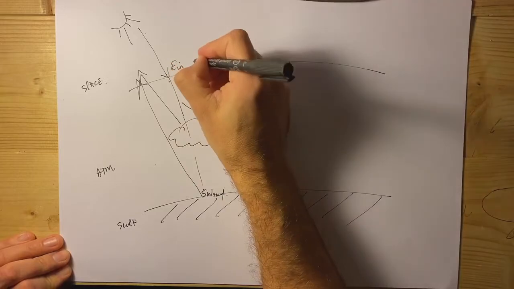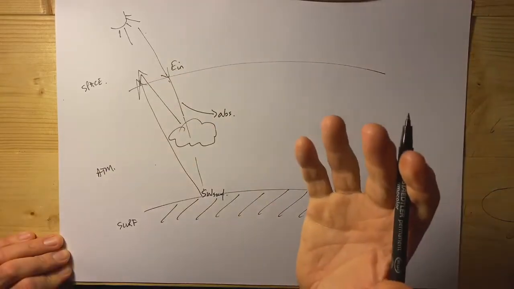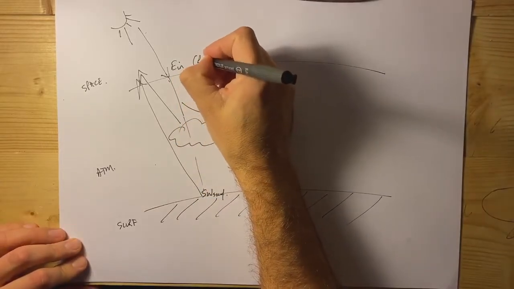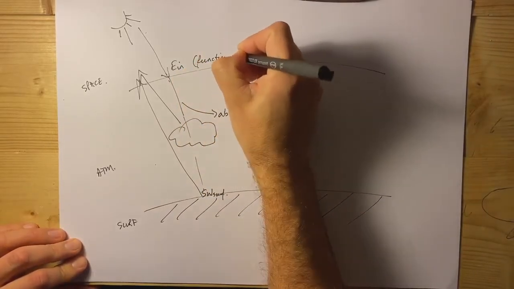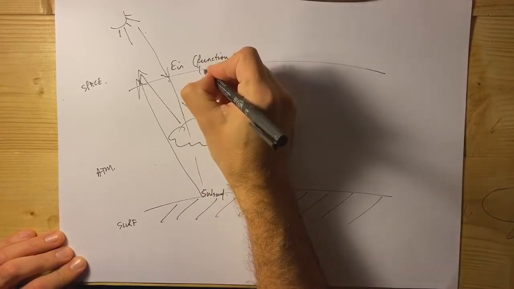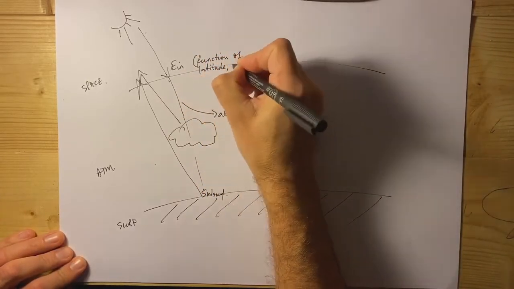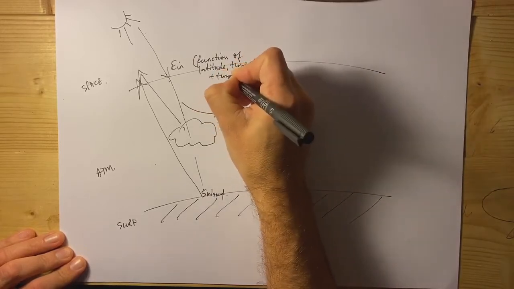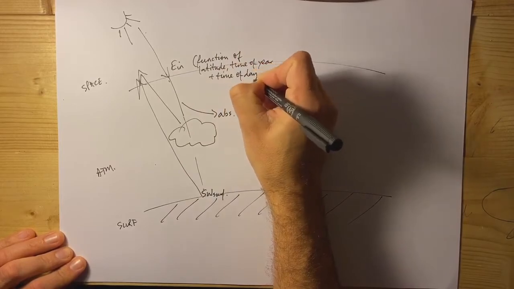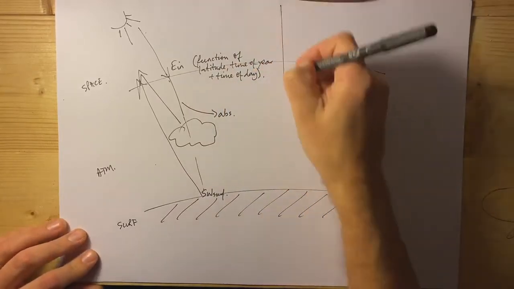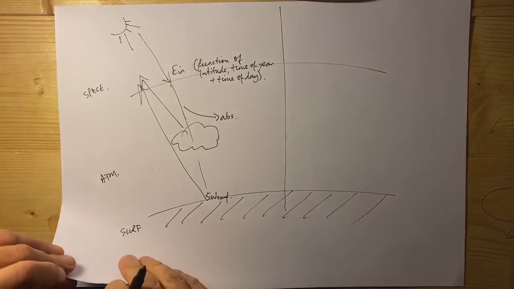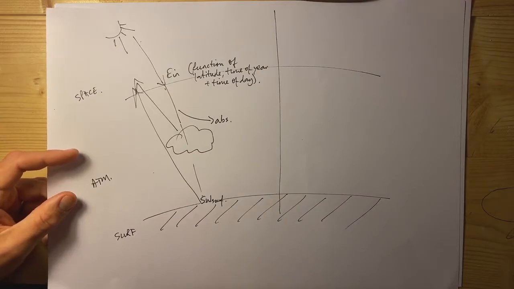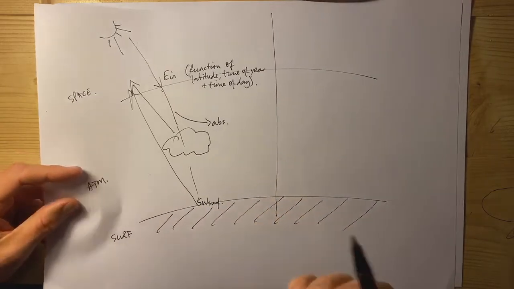E in is going to be, because we're not talking about the whole world, we're talking about a location on the sphere, a function of latitude, time of year, and time of day. Okay, so that's going to be our energy in, and that's the calculation you go through on the first part of the Hazelrigg worksheet.